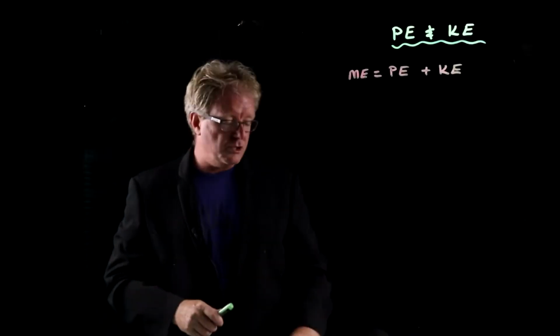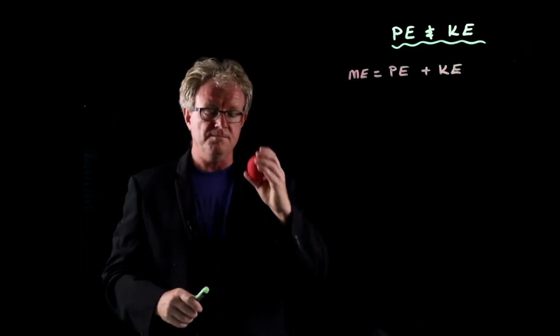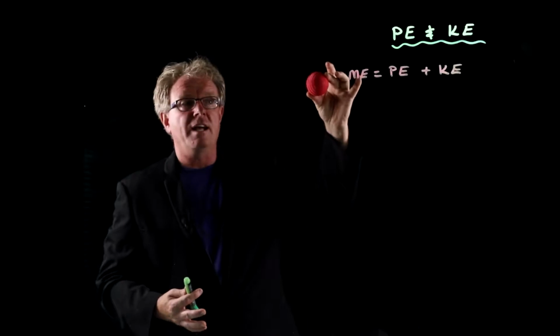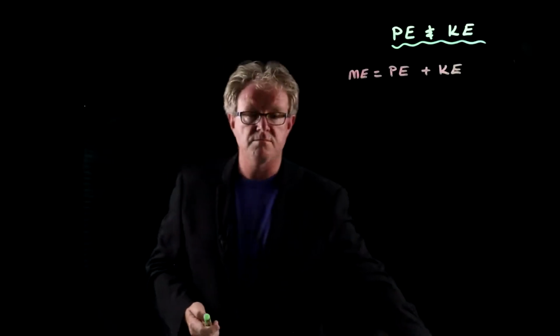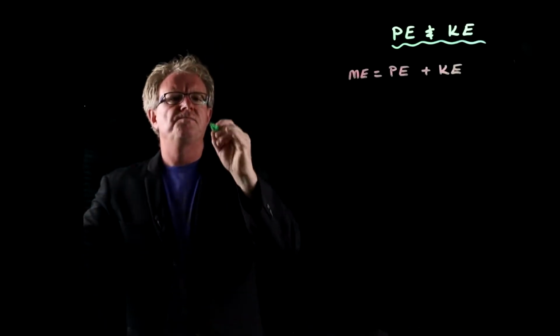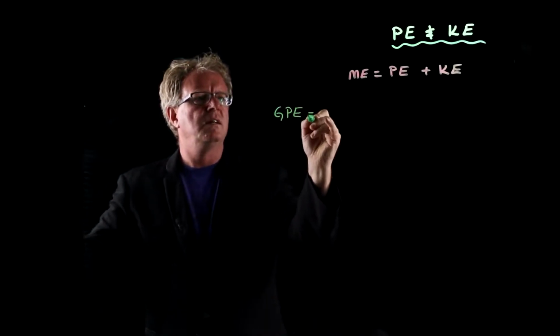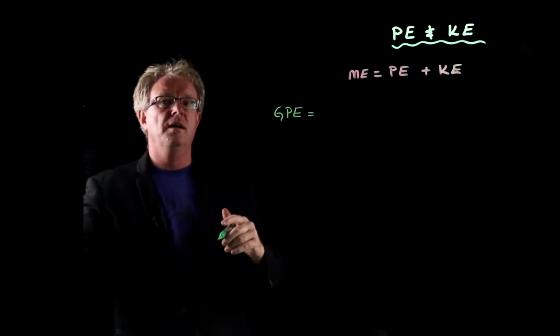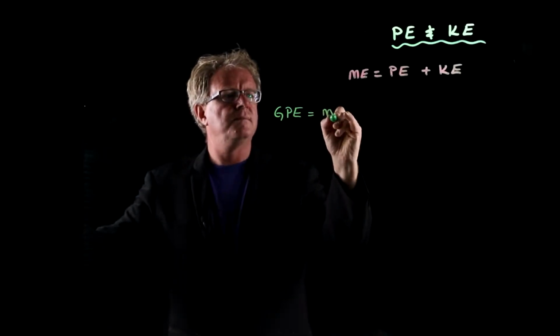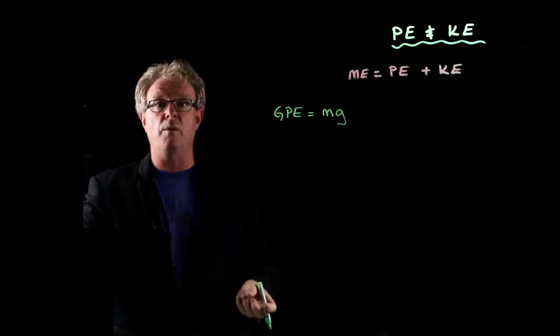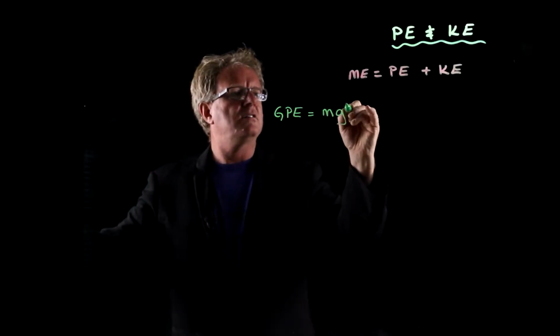Okay, let's look at potential energy now. Here I have a ball. Now you know that if I was to hold the ball up, the higher I get, the more energy it has. Okay, so the amount of gravitational potential energy is dependent upon its mass, dependent upon g, that is the acceleration due to gravity, and its height.